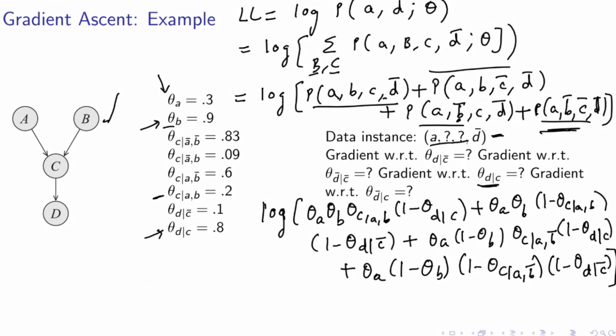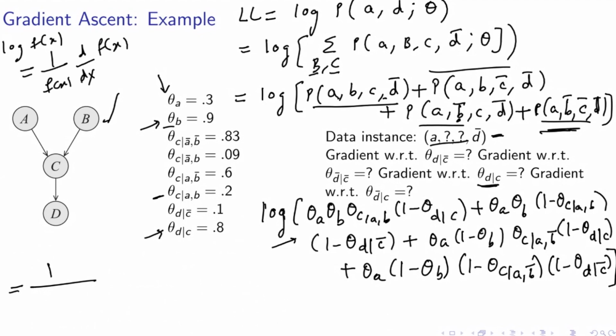So if I want to compute the gradient of this with respect to theta of D given C, I'm going to differentiate this expression with respect to theta of D given C, treating everything else as constant. So the derivative of this with respect to theta of D given C is 1 divided by... remember, the derivative of log of f of x is equal to 1 divided by f of x times the derivative of f of x.